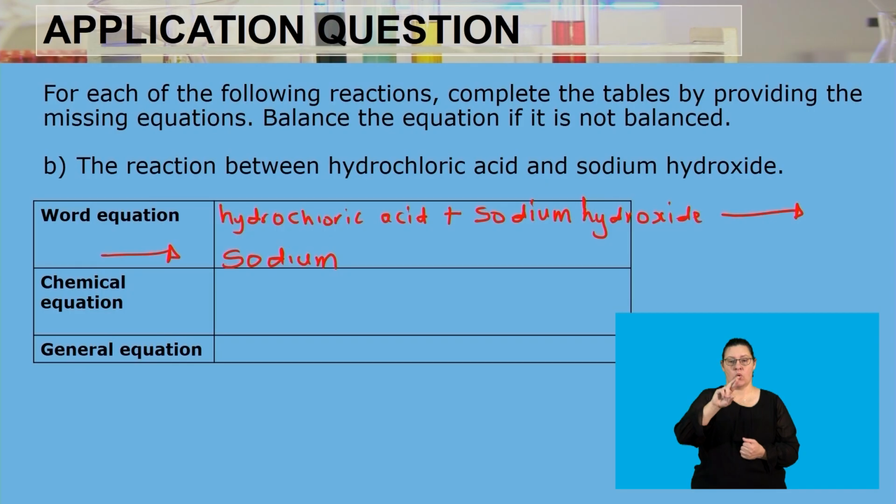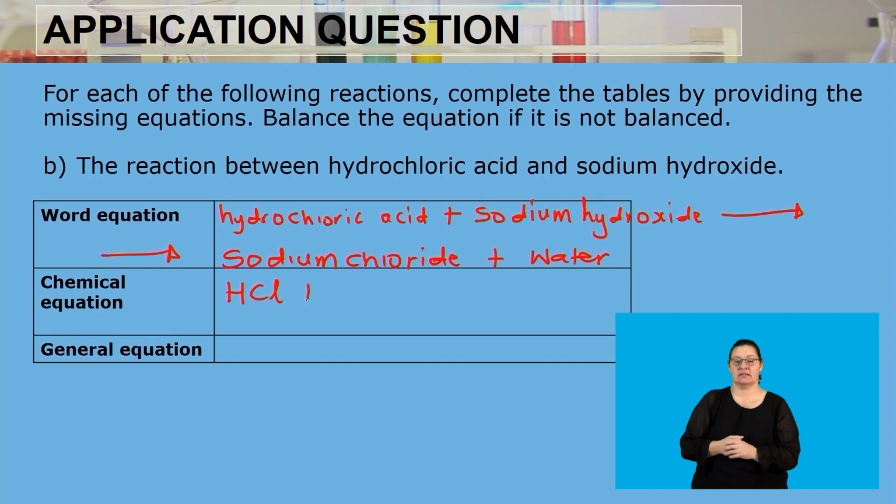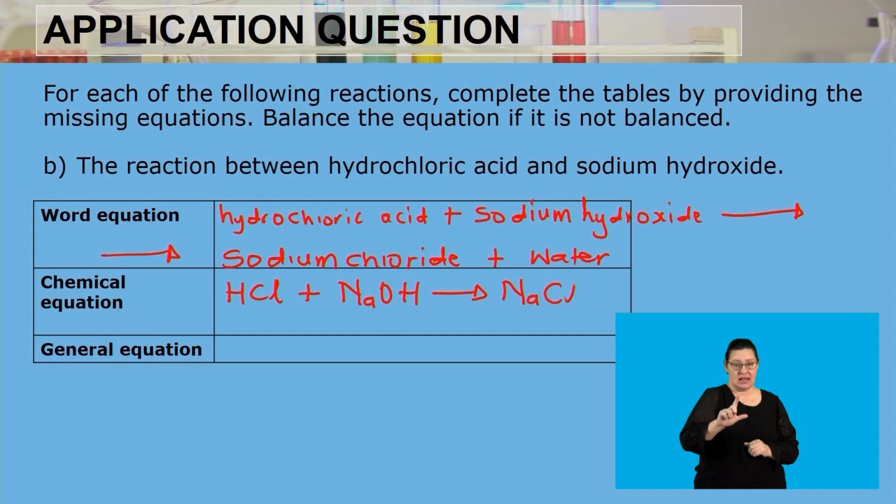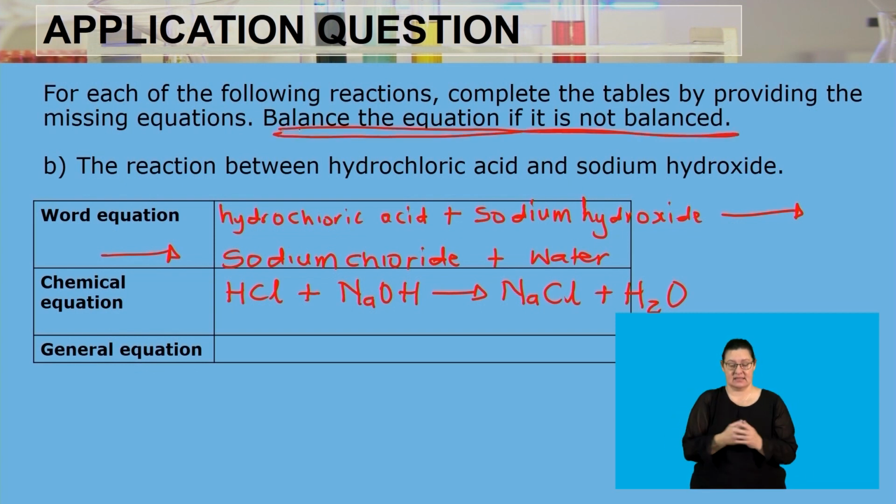Why? Because the first part comes from the base and the second part comes from the acid. So it's going to be my sodium chloride plus water, which is my H2O. So in terms of a chemical equation for this particular reaction, I have HCl being my hydrochloric acid plus sodium hydroxide being my NaOH. This is going to react to form sodium chloride, which is going to be NaCl plus H2O. Then again, we need to balance the equation if the equation is not balanced.